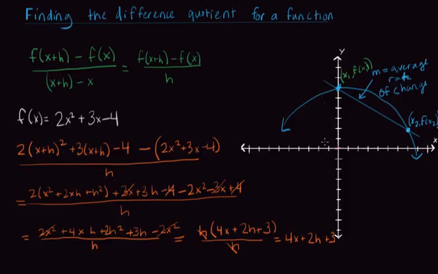And so the difference quotient is going to help us later on, but for now it's just a simpler way of finding the average rate of change. So in this case, all we would need to know now is what is x and what is h, and then the average rate of change is very easy to find. And that's how we find the difference quotient for a function.